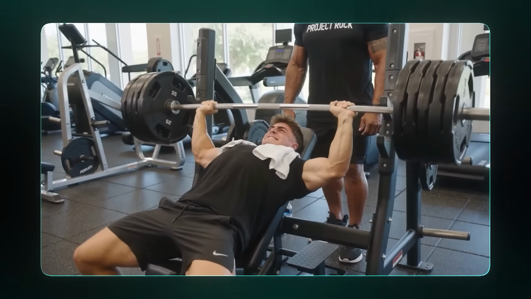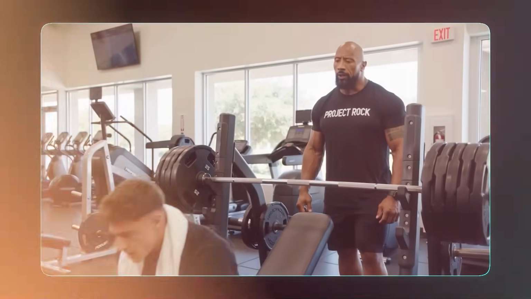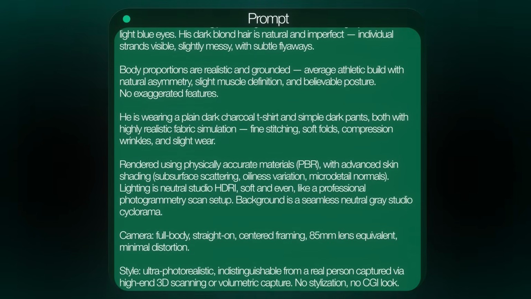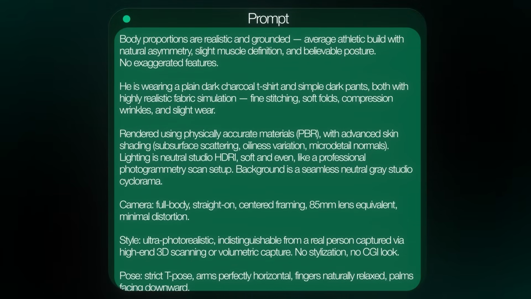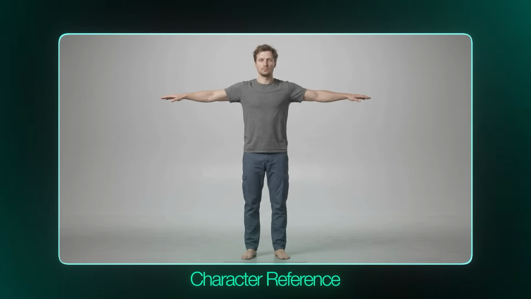The third workaround is generating your own AI character first and using that as a reference image. Write a detailed prompt for a hyper-realistic full-body T-pose of your character. Face, hair, skin, outfit, everything locked in. Generate that image in Nano Banana 2 and that becomes your character reference. Then tag it as @image1 in your video prompt and animate it through any scene you want.